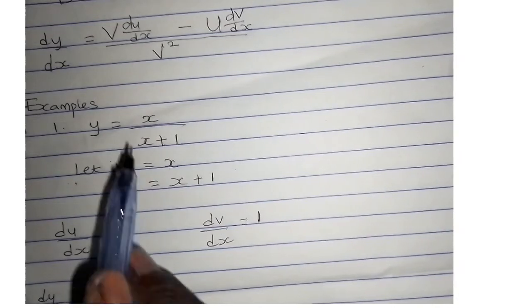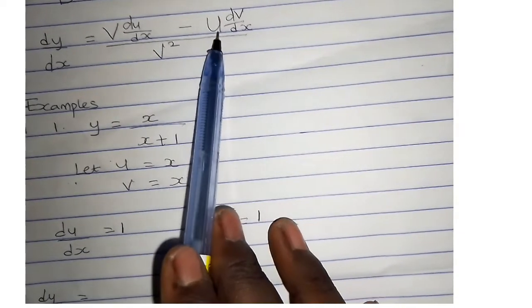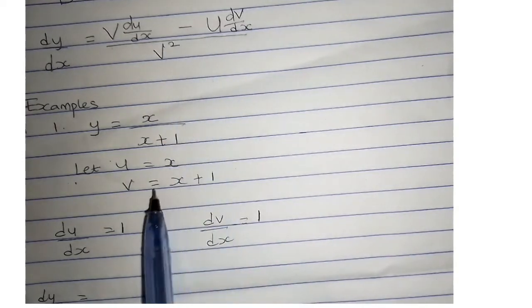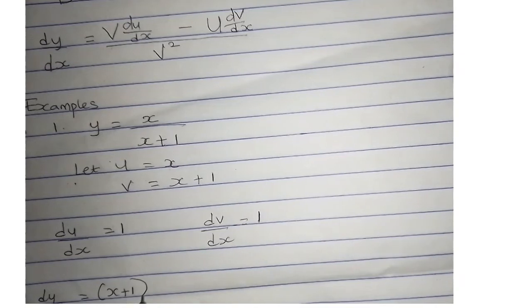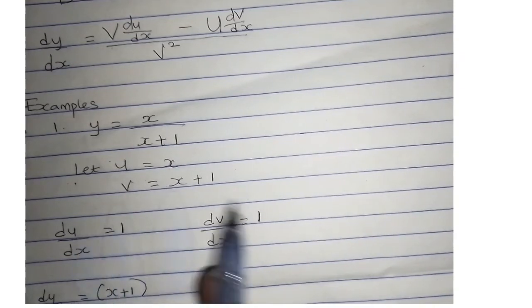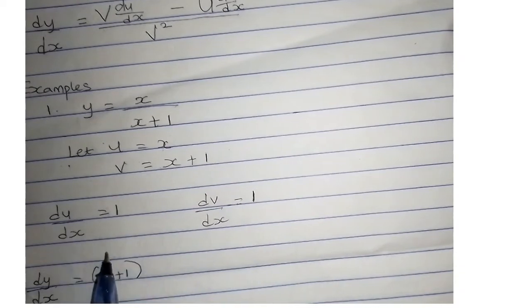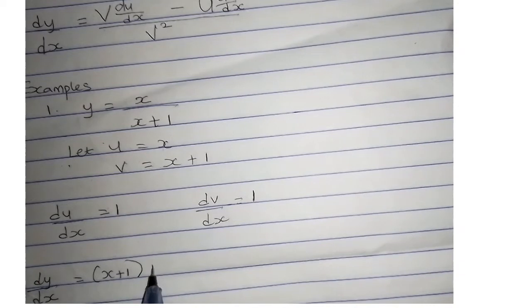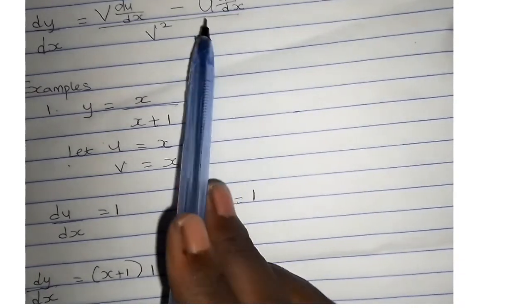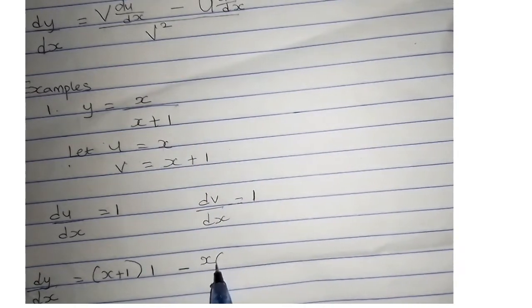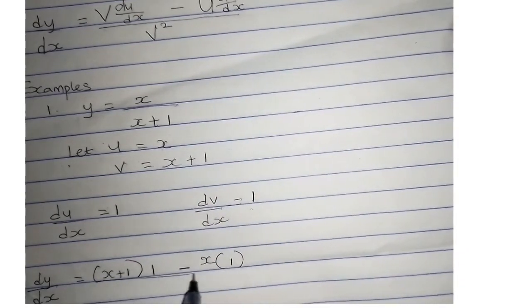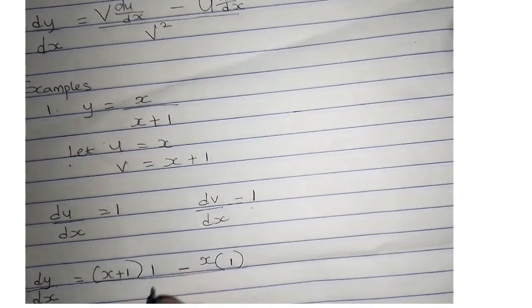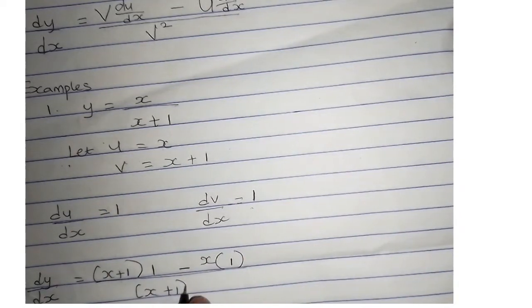Now putting this into the equation, dy/dx will now be equal to v du/dx minus u dv/dx all over v squared. Our v is x plus 1, so this will be in a bracket. Then du/dx is given as 1, subtracting our u, which is x, times dv/dx, which is also 1, all over v squared, and our v is x plus 1, so this will be x plus 1 all squared.